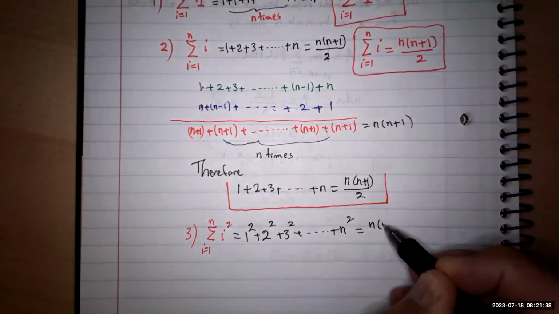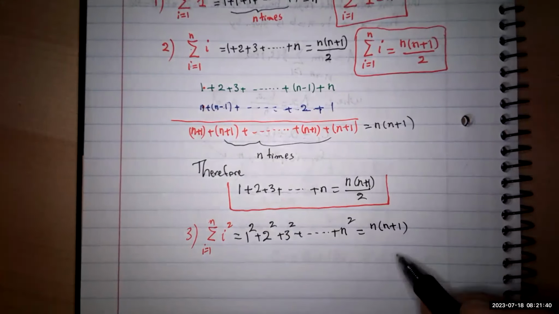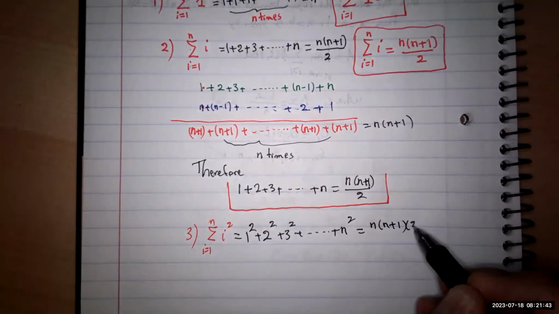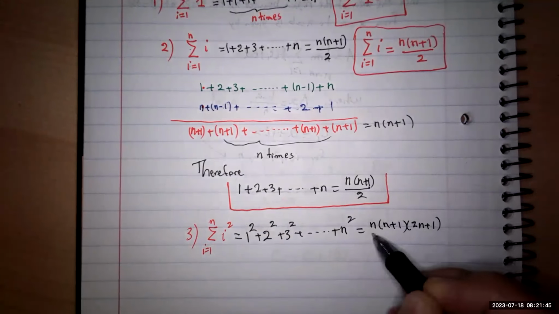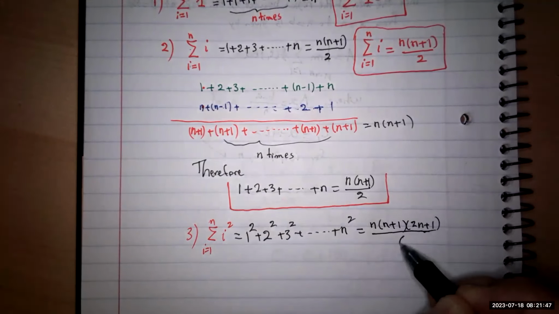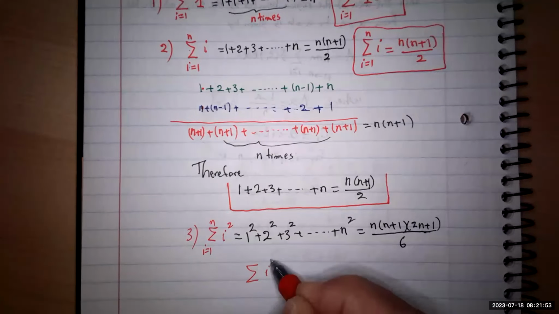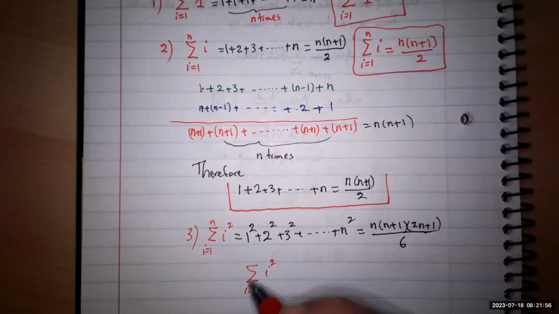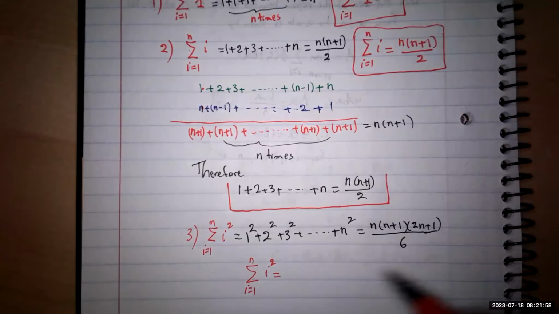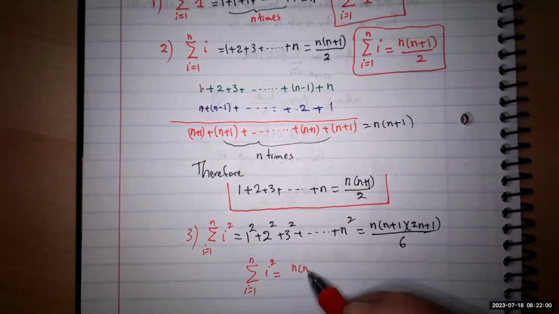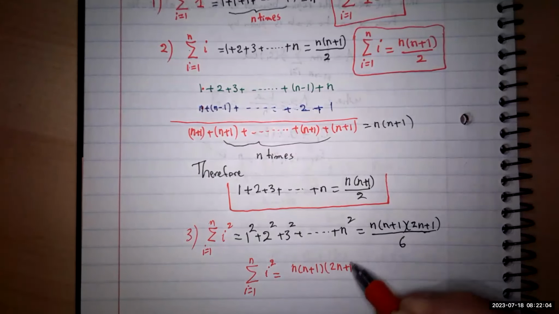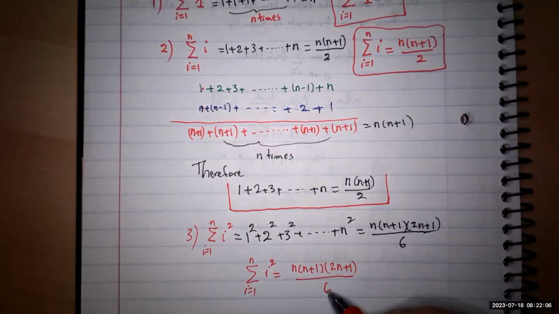It's going to be n times n plus 1 times 2n plus 1 divided by 6. It can be proved in those courses. So sigma of I squared, I from 1 to n, is going to be n times n plus 1 times 2n plus 1 divided by 6. We are going to use these three only.